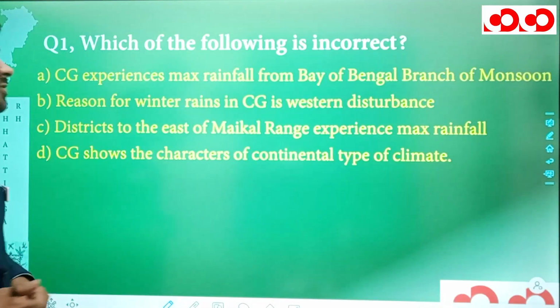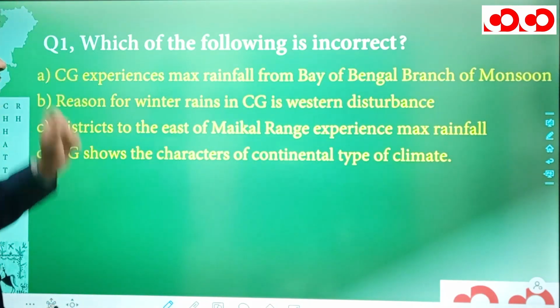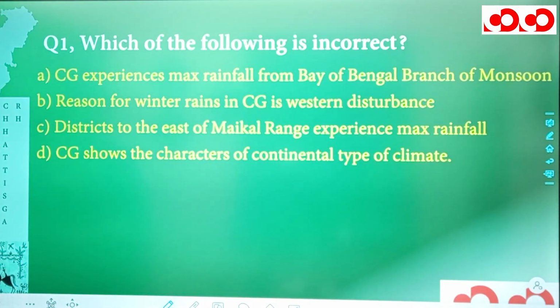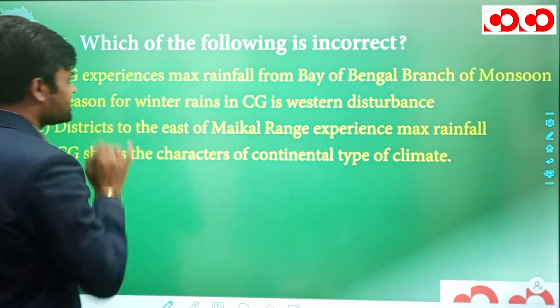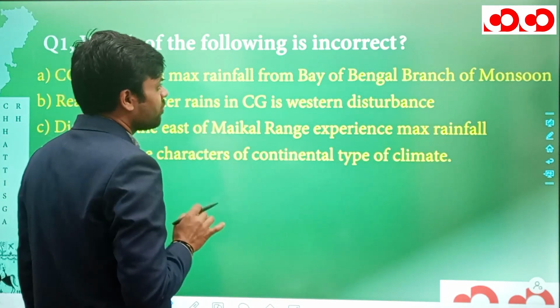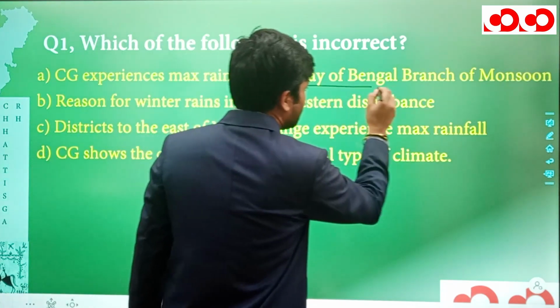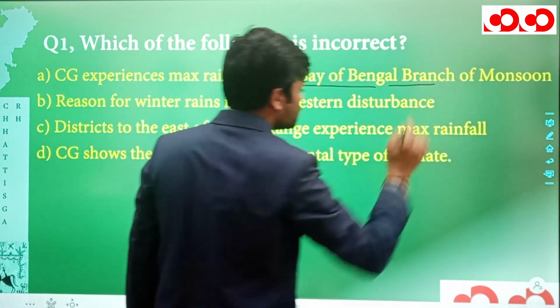So here we have our first question. Which of the following is incorrect? Option A says, Chhattisgarh experiences maximum rainfall from Bay of Bengal branch of monsoon.